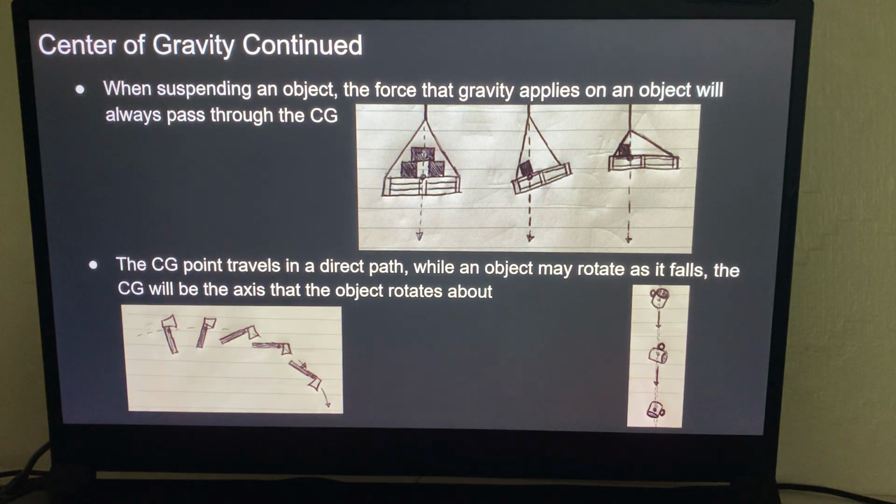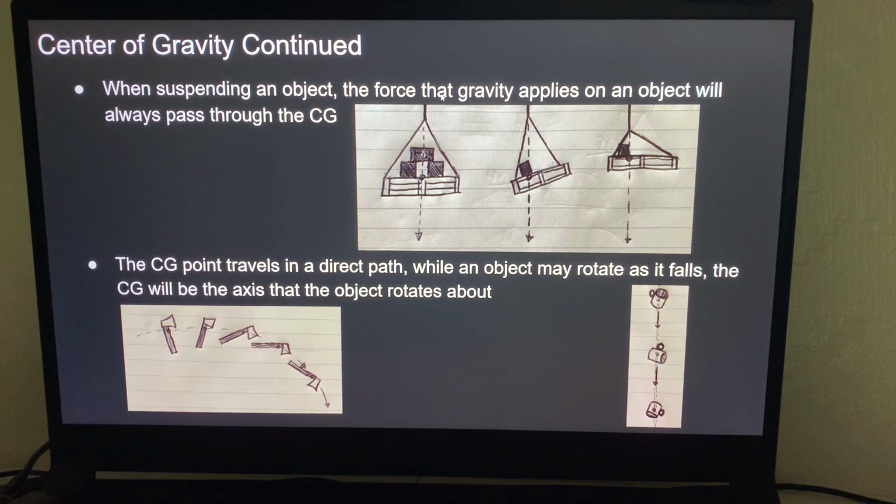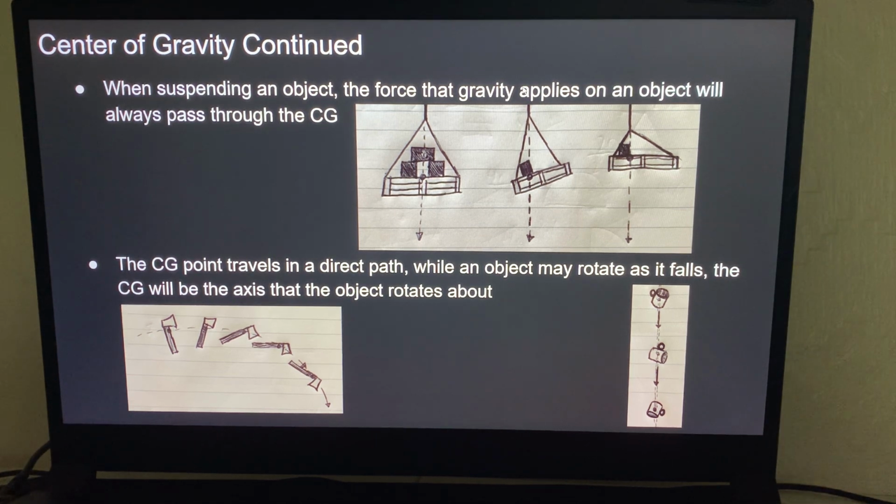Center of gravity continued. When suspending an object, the force that gravity applies on an object will always pass through the center of gravity. So in this example, I've got 3 pictures. The first one has an evenly distributed load. The force of gravity goes directly through the center of gravity of the load. In the second picture, we have an unevenly distributed load. So the center of gravity is pretty much directly below this block, meaning the force that gravity exerts on this system will go directly through that. So for that to happen, the whole system would rotate, as you can see in the picture, to stay true to that rule of physics.